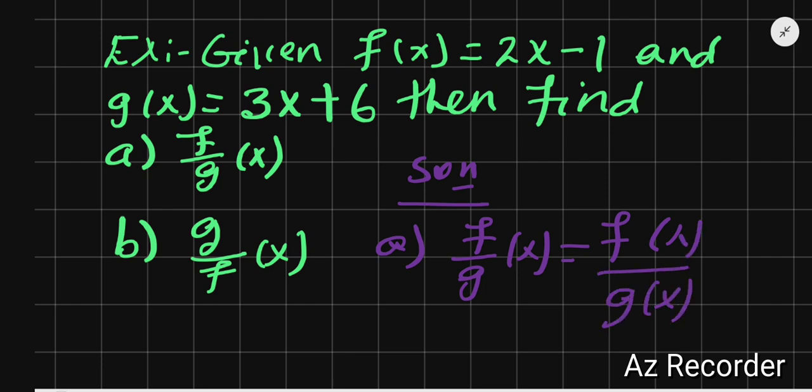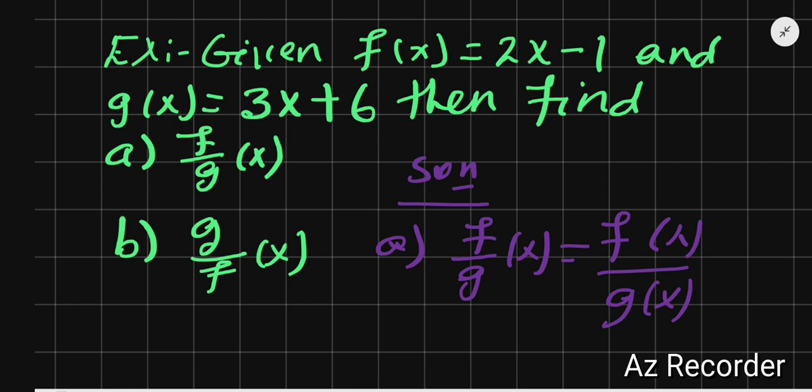Notice that in this quotient function, g of x is the denominator function and can never be 0. Therefore, you should take out the value of the variable that makes the denominator 0, as it is not part of the domain. If g of x is 0, it is meaningless or undefined. Therefore, to solve this one, just substitute the value of f of x, which is 2x minus 1, and g of x, which is 3x plus 6. Let's substitute these values and calculate.